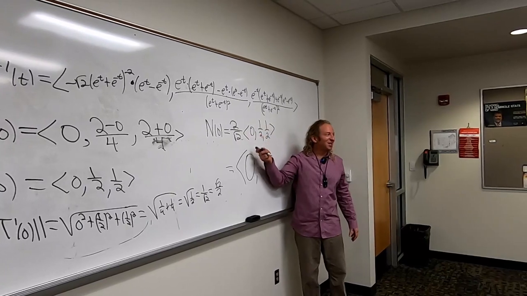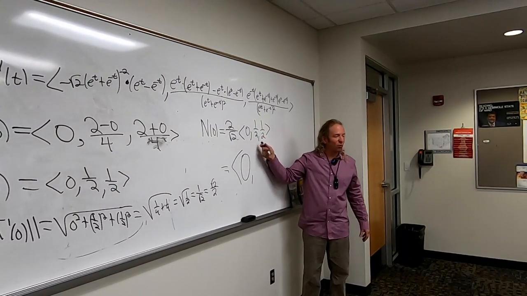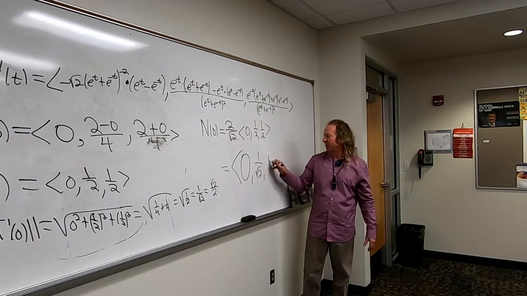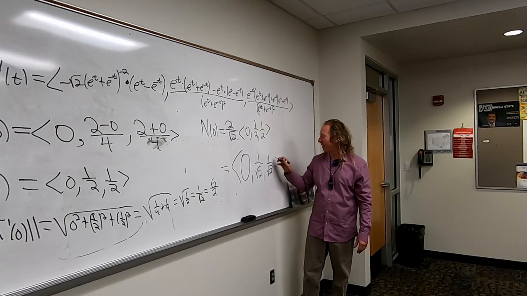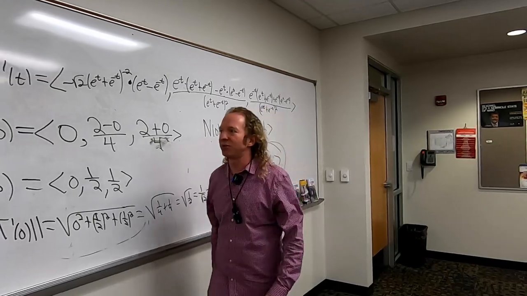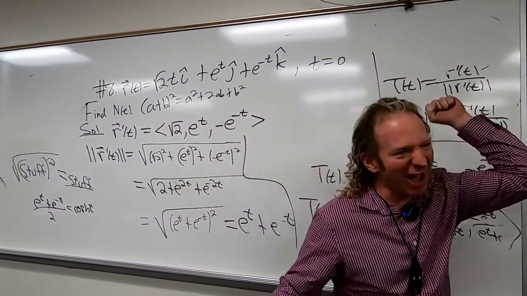So this times this is 0. Thank you. And then this times this, you just get 1 over root 2, which is square root 2 over 2, using Luigi's method. And then same thing here. And that is the principal unit normal vector. It's a computational thing. So, anyone like this stuff? No. A little bit? Yeah, good.